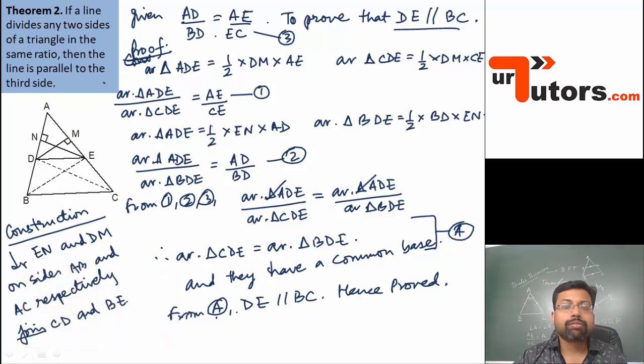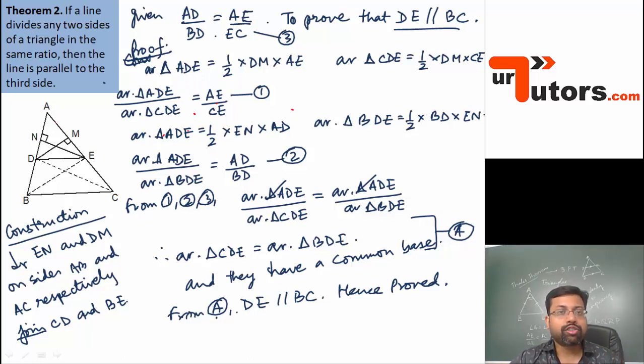What did we do? Let's revisit it again. Just like in the last case, we do the similar construction. What is given in this case is that AD by BD is equal to AE by EC. So a line DE divides the two sides of a triangle in the same ratio. So AD by BD is equal to AE by EC, and we have to prove that this line is parallel to the third side. So DE is parallel to BC is what we have to prove.